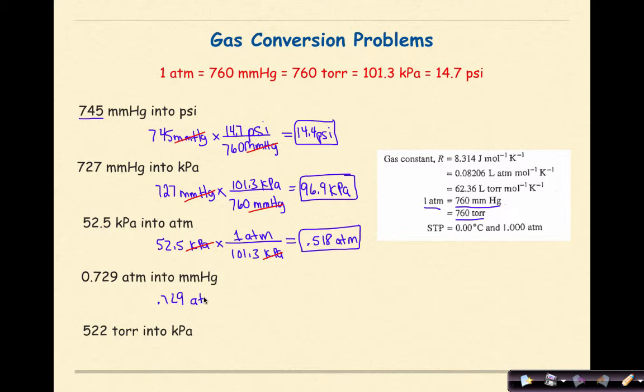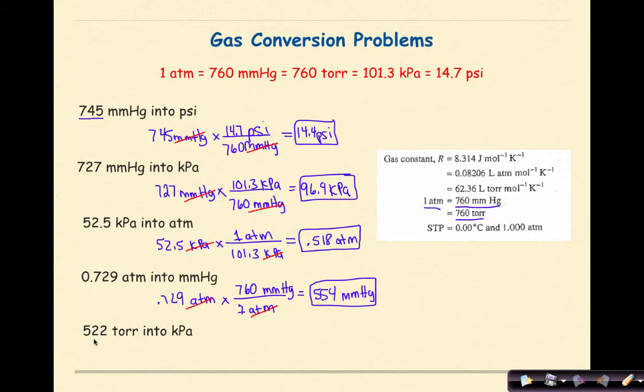Second to last one, 0.729 atmospheres. I want to convert that into millimeters of mercury. So I know that 1 atmosphere is equal to 760 millimeters of mercury. So whatever I start with goes on the bottom, 1 atmosphere. On top, I want millimeters of mercury, so 760 millimeters of mercury. Atmospheres cancel atmospheres, and if I work this out, 0.729 times 760 divided by 1 is going to give me 554 millimeters of mercury as my final answer to 3 significant figures.